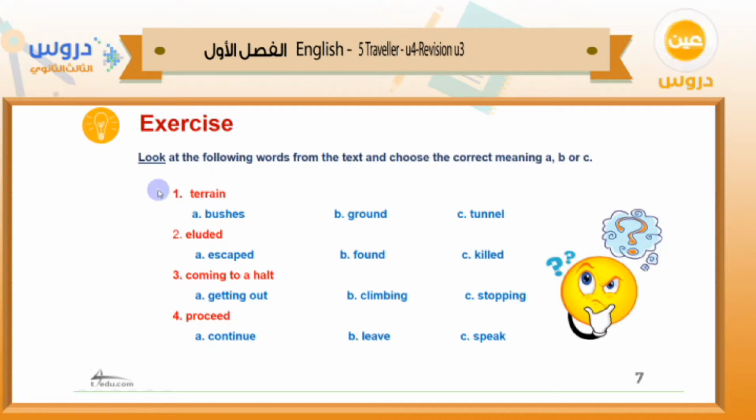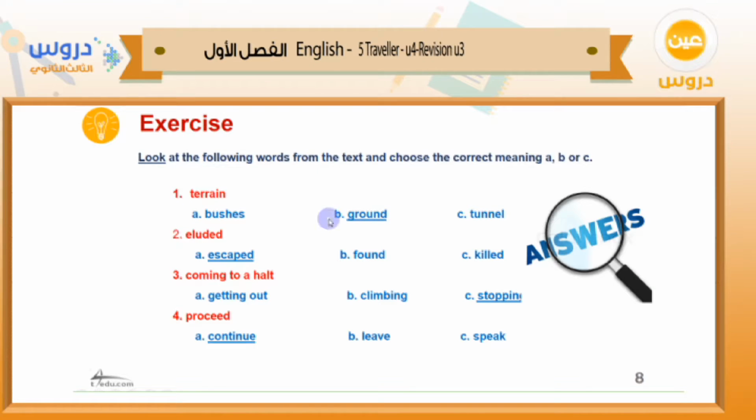And also we have another exercise. Look at the following words from the text and choose the correct meaning, A, B, or C. Terrain: bushes, ground, tunnel. Eluded: escaped, found, killed. Coming to a halt: getting out, climbing, or stopping. Proceed: continued, leave, or speak. So your job is just to choose the correct meaning for each word. You have 3 options in the blue color for 4 words.